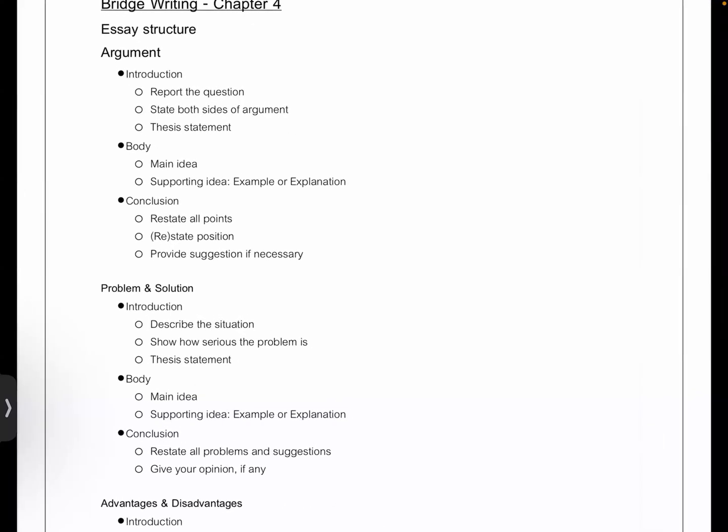As for the conclusion, you will have to restate all the points, and we have to confirm our position, and provide suggestions if necessary, of course.